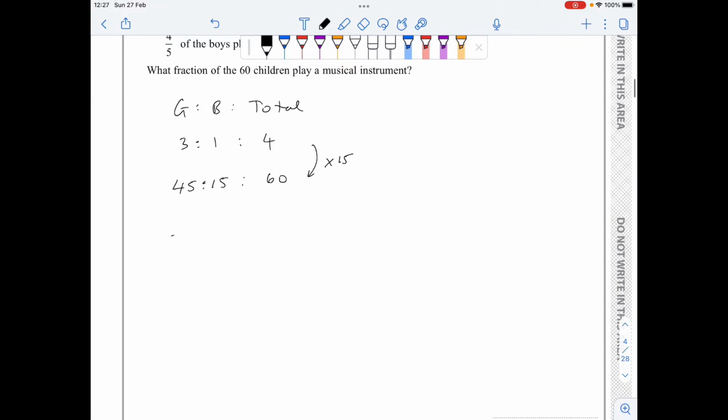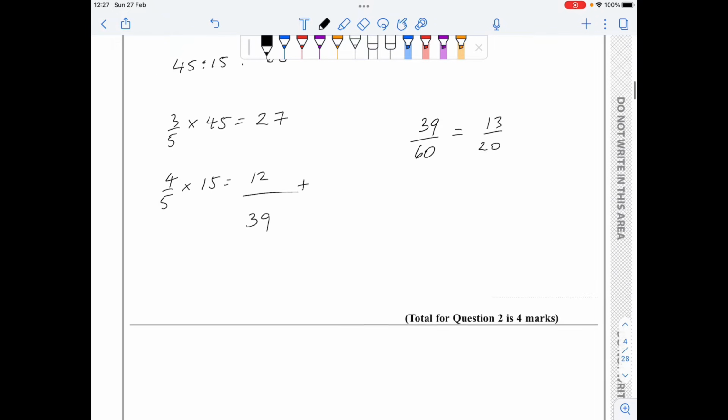Now 3/5 of the girls is 27 and 4/5 of the boys is equal to 12, and when I add this up I get 39. Now 39 out of 60 is equal to 13 over 20.